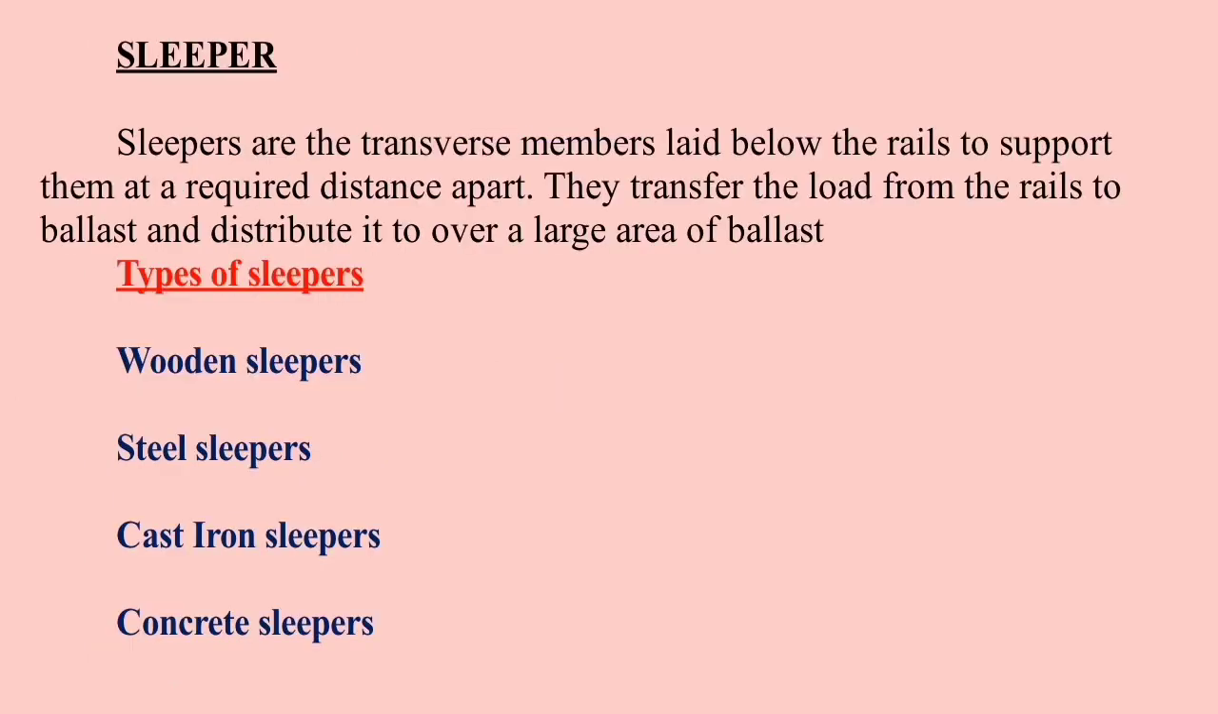Now, what is a sleeper? Sleepers are the transverse members laid below the rails to support them and keep them at a required distance apart. They transfer the load from the rails to the ballast and distribute it over a large area of ballast. Now, the different types of sleepers. Sleepers can be classified as wooden sleepers, steel sleepers, cast iron sleepers, and concrete sleepers.